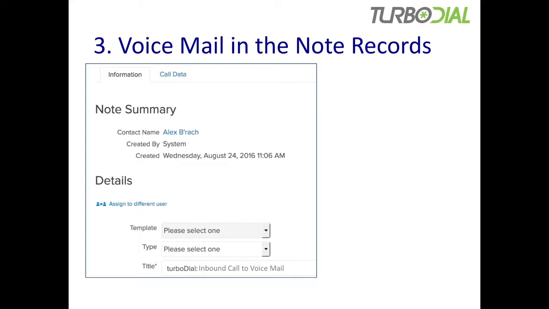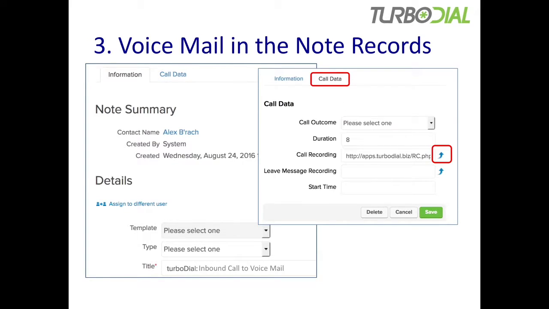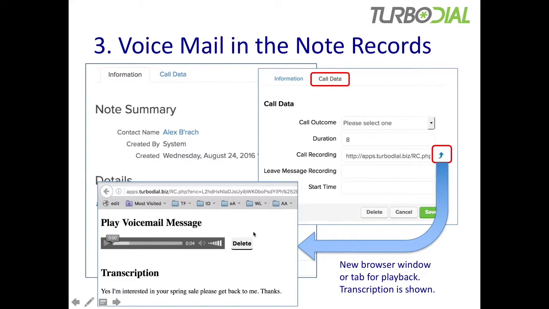That note record will be attached to the contact record. When you open that note record, you'll see that the Custom Fields tab that you've got set up in your account will include a call recording link, and that link is how you can access the message to listen to it. If you click that link, once again, this window opens where you can play the voicemail message back, you can delete it, and if the transcription is ready, you can read the transcription also.